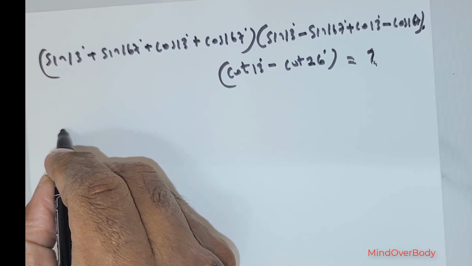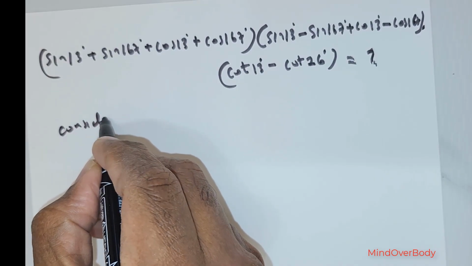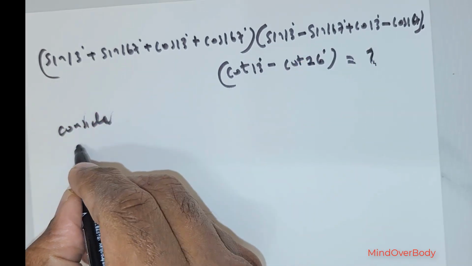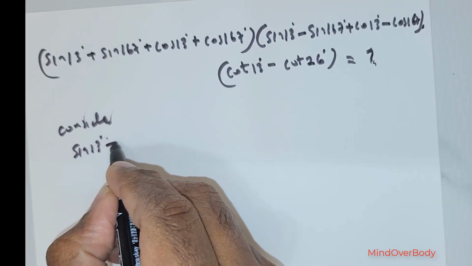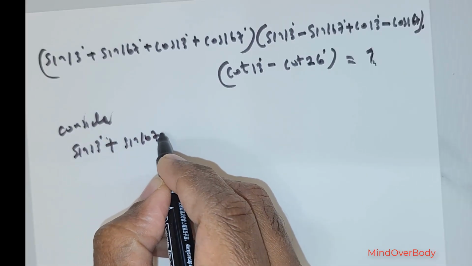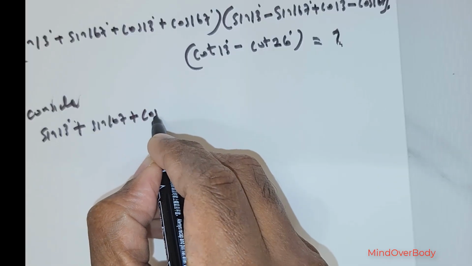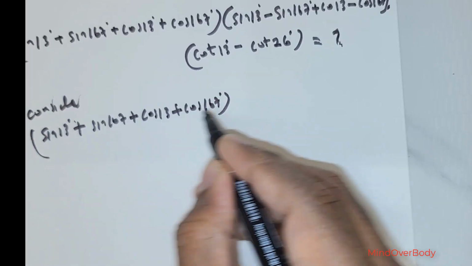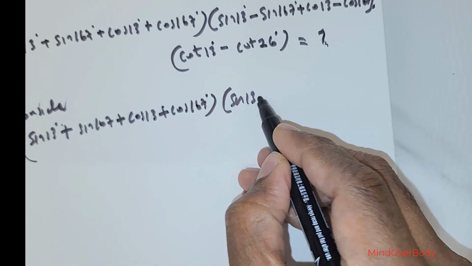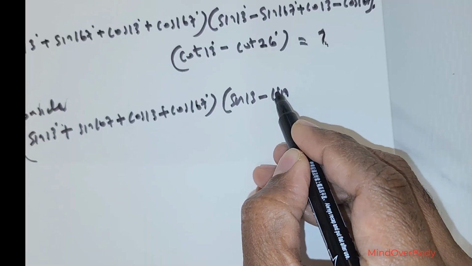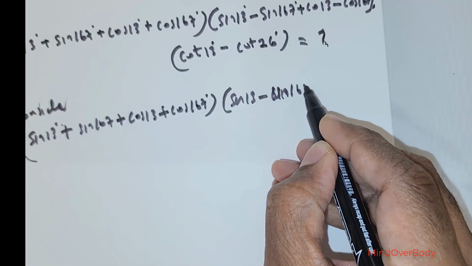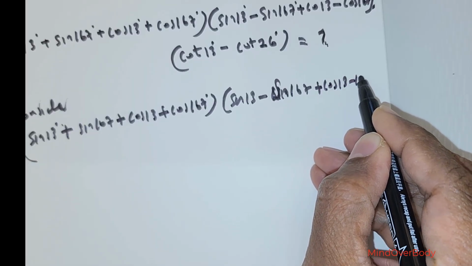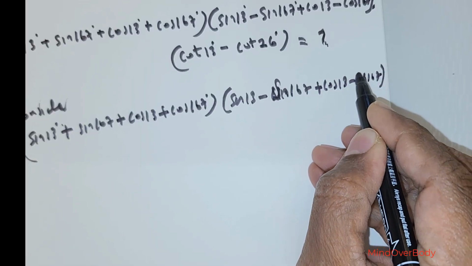Now foremost, what I wish to do is consider this part of the given question, which is (sin 13 + sin 167 + cos 13 + cos 167) multiplied with (sin 13 − sin 167 + cos 13 − cos 167).